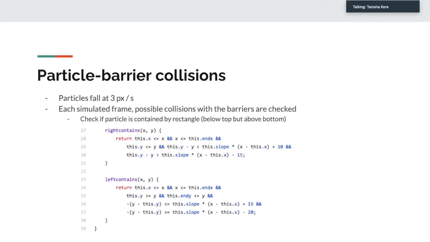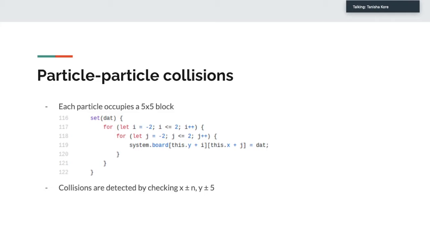So first we had to focus on the particles colliding with barriers. The particles fall at 3 pixels per second, and at each simulated frame, possible collisions with the barriers are checked, and you can see our code below where they check the right and the left through these different methods. Each particle occupies a 5 by 5 pixel block, and you can see in this section of code how we check the collisions by checking the x and y direction and if there are any particles around it, so that if there is a particle, it'll stack on top instead of occupying the same pixels as another. This creates the building visuals, as you can see on our website.